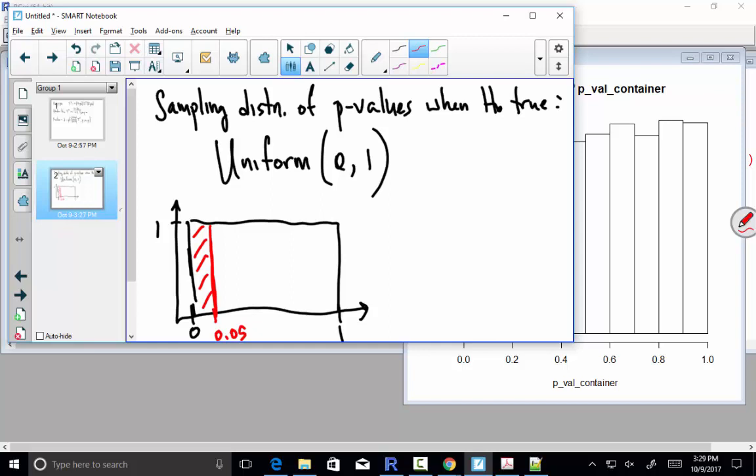using a method that if the null really is true, I'll only reject it, make a mistake, claim the drug works when it doesn't, for example, 5% of the time. The probability that you incorrectly reject the null hypothesis or get a p-value less than 0.05 when the null is true is 0.05.